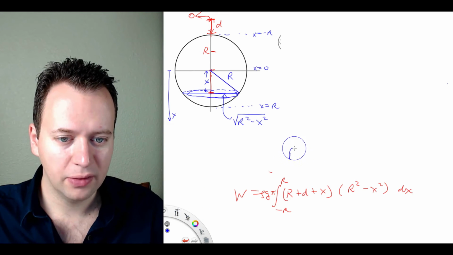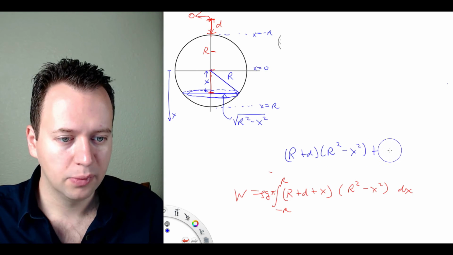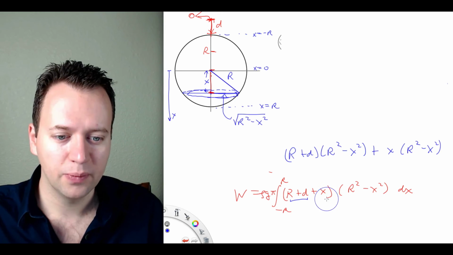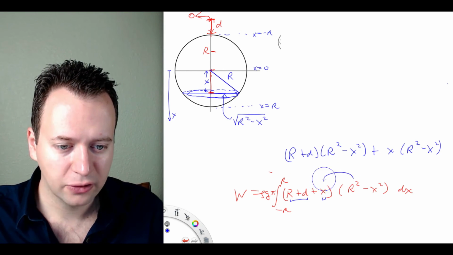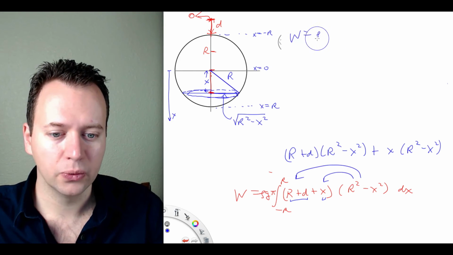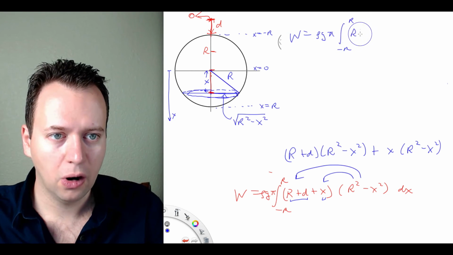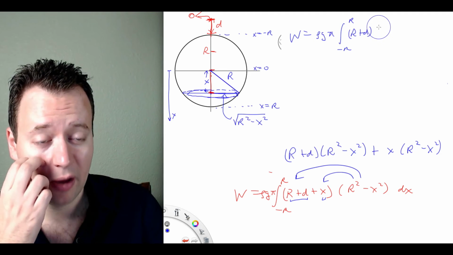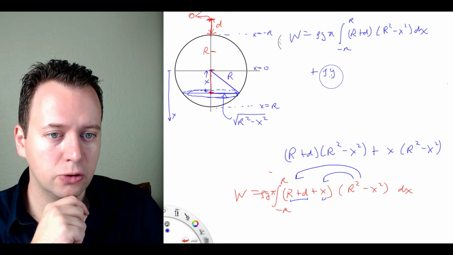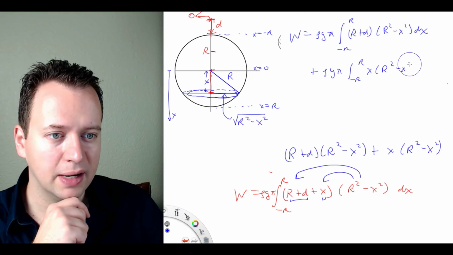Now I'm going to expand the integrand as r plus d times r squared minus x squared, plus x times r squared minus x squared. So basically I'm going to treat this as one piece and then this x, and then factor this r squared minus x squared in. So basically the work is rho g pi times an integral of r plus d, which is also a constant, I could pull that one out, r squared minus x squared, and then plus rho g pi integral of x times r squared minus x squared.